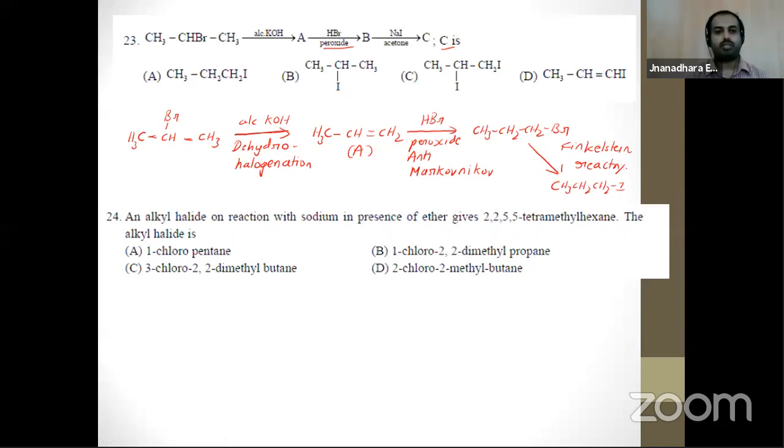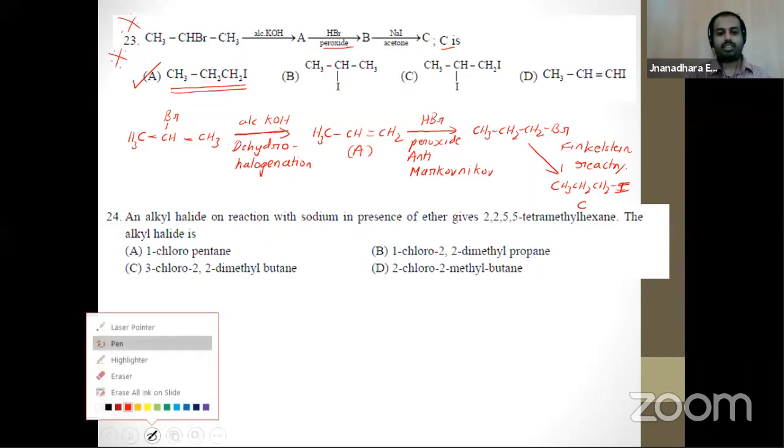That was question number 23. Very good. Now let's proceed further. Hope all of you got the answer. It's option A, CH3, CH2, CH2I, iodopropane. Very important question, and such sequence-based questions are increasing nowadays in entrance exams. This is your compound C. Question number 24. An alkyl halide on reaction with sodium in presence of ether. So this must be the Wurtz reaction.